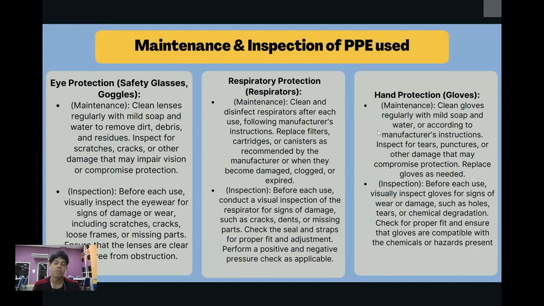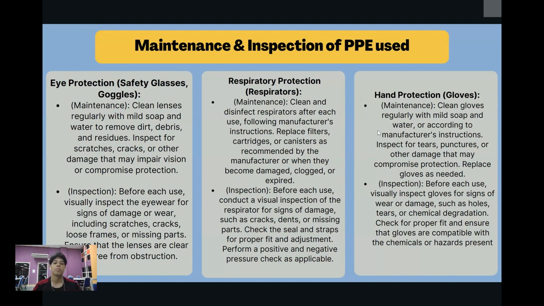Last but not least, for the PPE part, maintenance and inspection of PPE use. Eye protection, we have two, safety glasses or goggles. For maintenance, clean lenses regularly with mild soap and water to remove dirt, debris and residues. Inspect for scratches, cracks or other damage that may impair vision or compromise protection. Inspection, before each use, visually inspect the eyewear for signs of damage or wear, including scratches, cracks and so on.